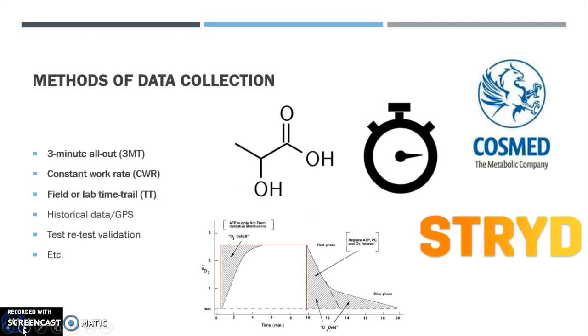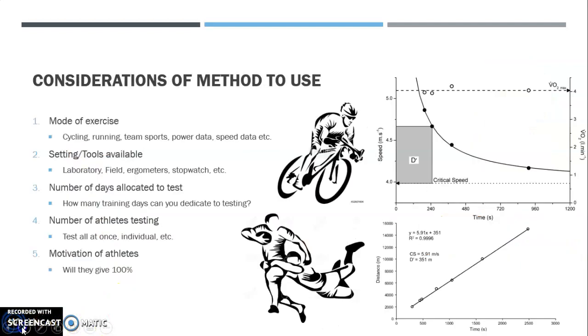Some of these methods include the 3-minute all-out testing method, the constant work rate test, the time trial test, and then some of the other ones that aren't as popular, which can be added as means of collecting data within these three main ones, are historical data, GPS data, or test-retest validation. I'm sure there are other means of collecting data for critical power. However, for this video, I'm mainly just going to go over these three bolded ones here.